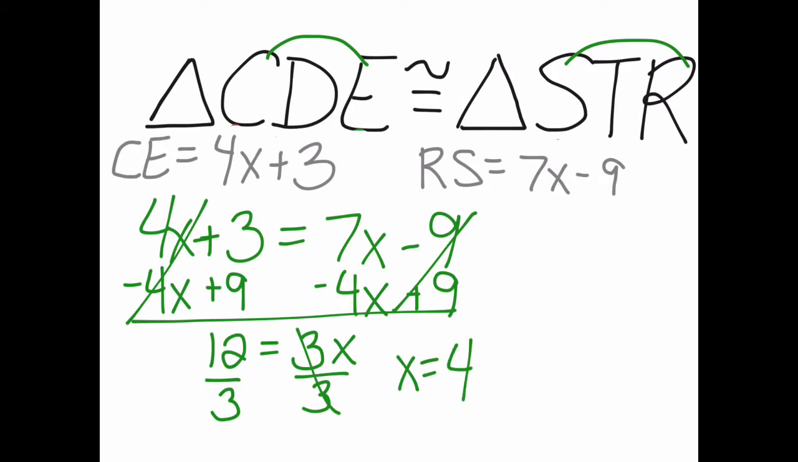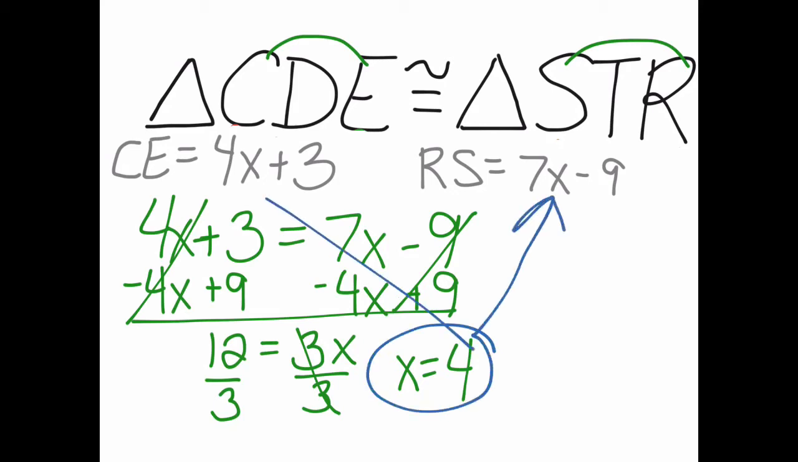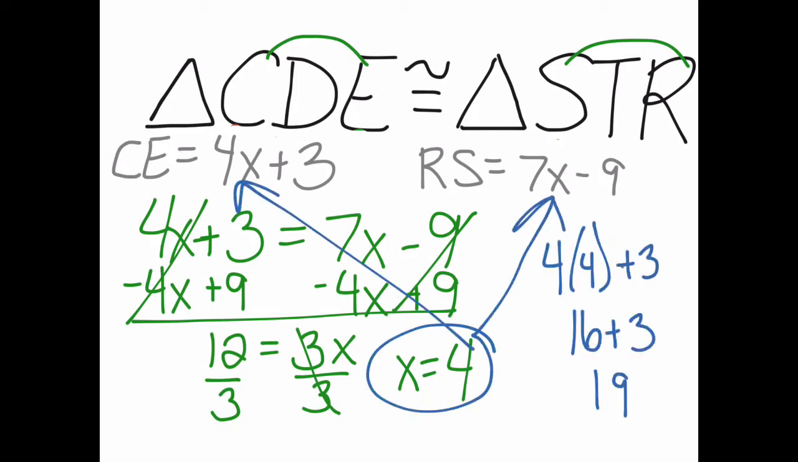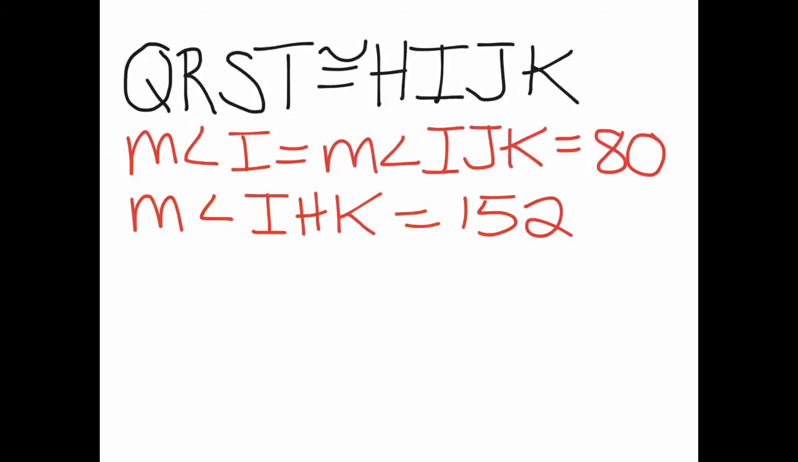But they don't ask you on the problem what x equals. They want to know what CE equals and RS equals. So we're going to take our x equals 4 and plug it back in for x. You can plug it in for either one, and what you'll get is that the side is 19, and since they're both the same, they're both 19.